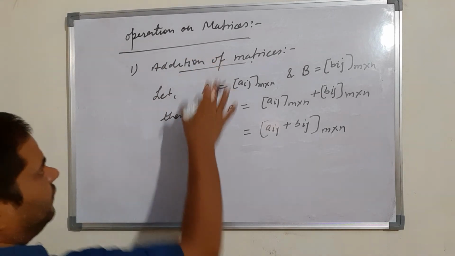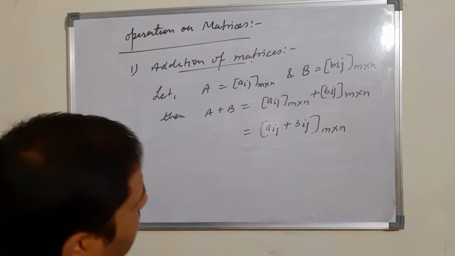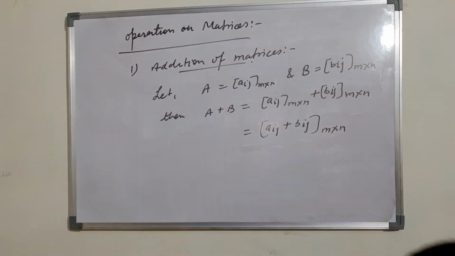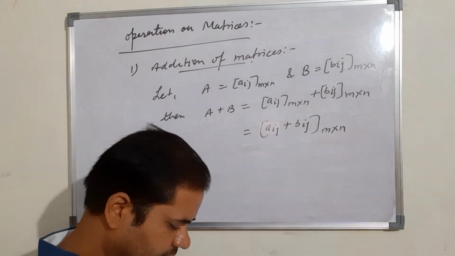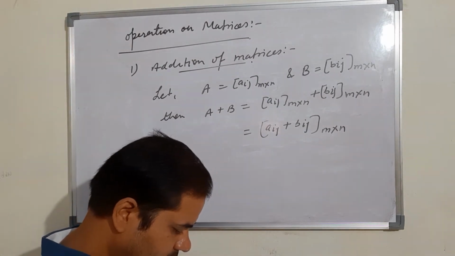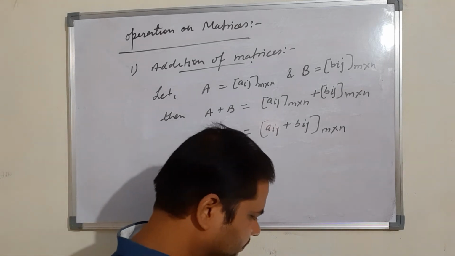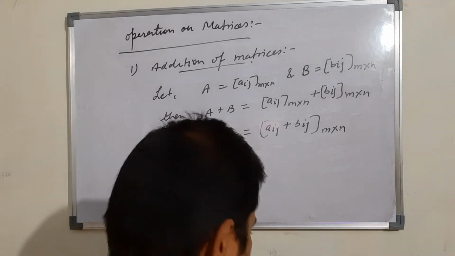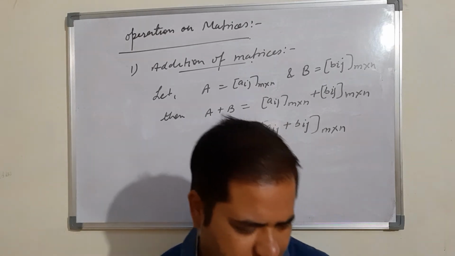Properties of addition of matrices. Is the addition of matrices commutative? Yes, obviously the addition of matrices is commutative, because A plus B must be equal to B plus A. We have to give some example. A is equal to root 3. Example number 6 you have to do yourself because it is very easy.